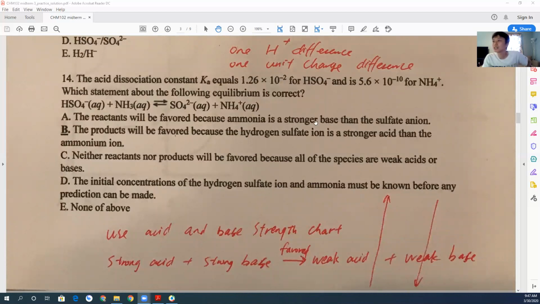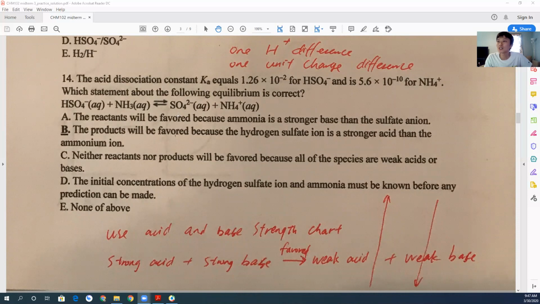So number 14, we have an acid-base reaction. An acid and a base generate another pair of acid and base. This is related to that chart in the slides. The rule is that in an acid-base equilibrium reaction, the reaction is favored in the direction from the stronger acid and stronger base generating the weaker acid and weaker base.